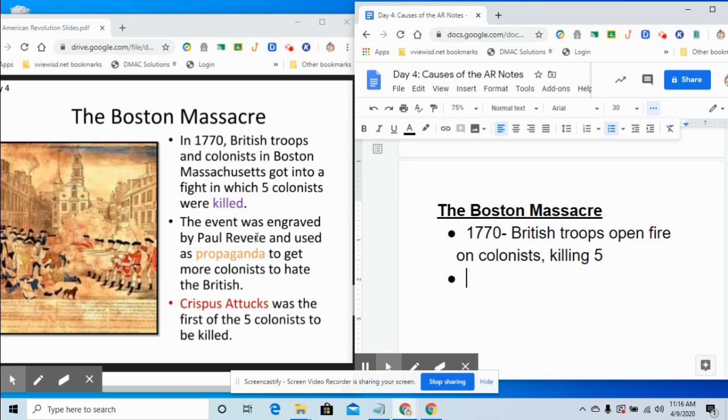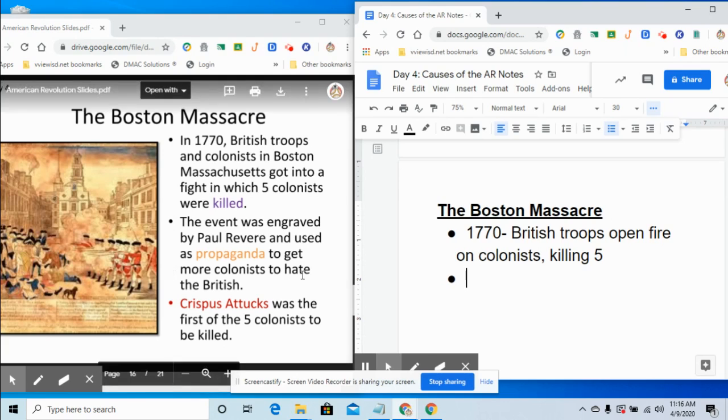You see a lot of propaganda during election time when different people running for office start putting out smear ads about their opponents, things that they've done in the past. So that's propaganda. Okay, and the whole point was to get more colonists to hate the British. So here we go. Paul Revere creates an etching of the event as propaganda.